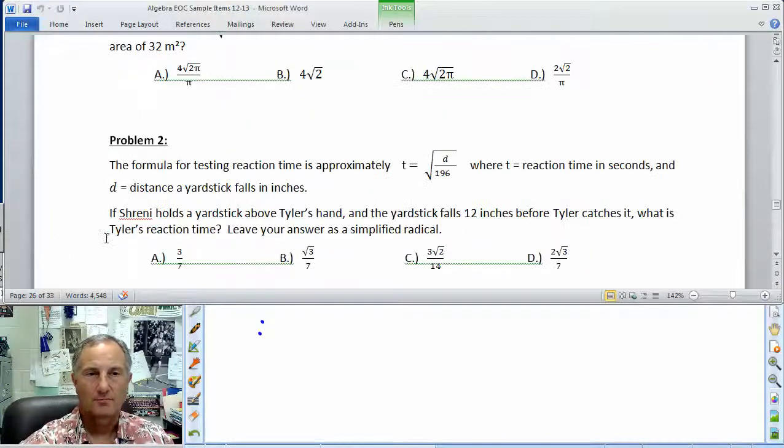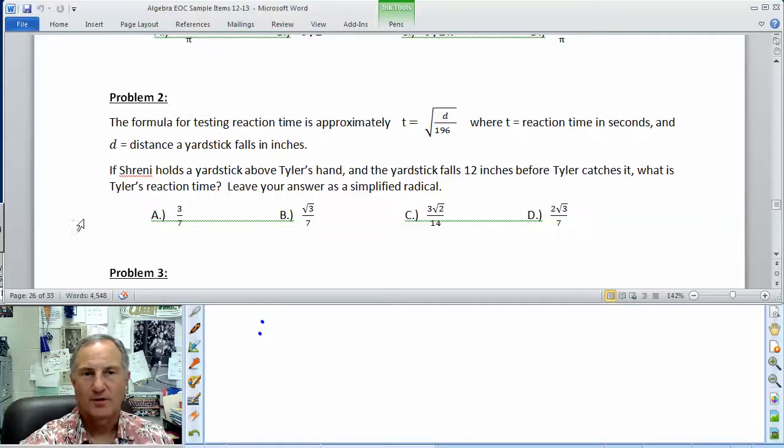Let's roll here, number 2. The formula for testing reaction time is approximately t equal to the square root of d over 196, where t is the reaction time in seconds, and d is the distance a yardstick falls in inches. So if Srini holds a yardstick above Tyler's head, and the yardstick falls 12 inches before Tyler catches it, there's your d. What is Tyler's reaction time? So we're looking for t.